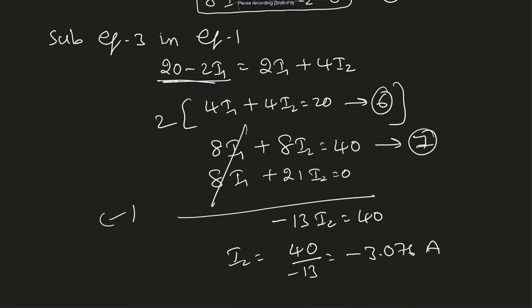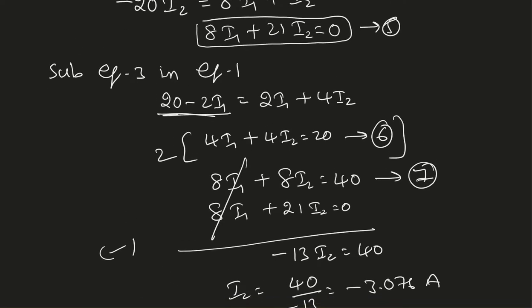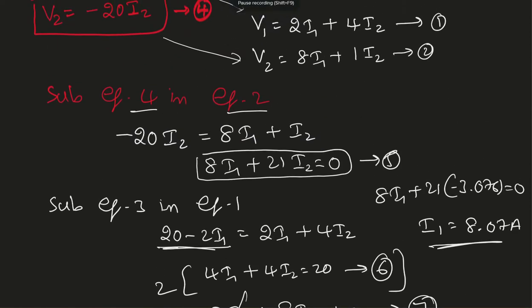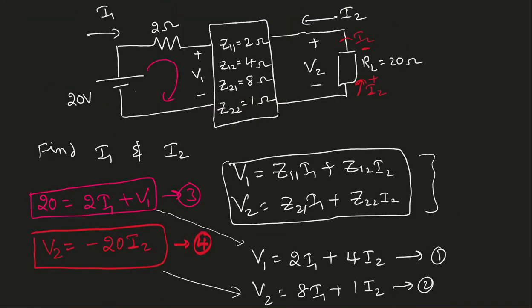Once I have I2, substitute I2 in any one of the equations. I'm going to substitute it in here. So 8I1 plus 21I2, with I2 equal to minus 3.076, equal to 0. So I1 equal to, after solving this, we'll end up with 8.07 ampere. That's I1 and I2.